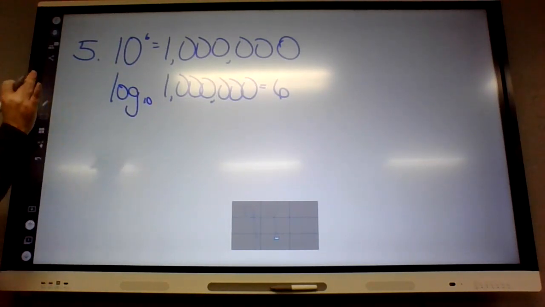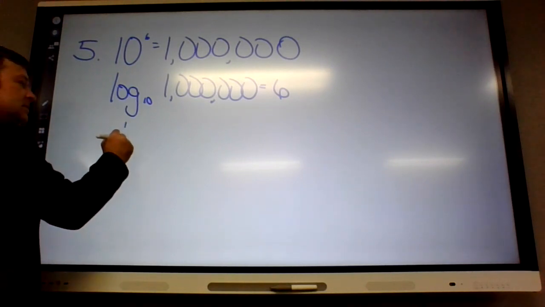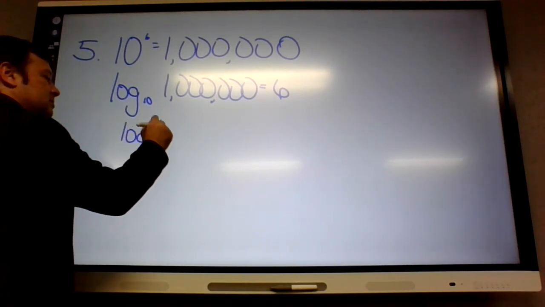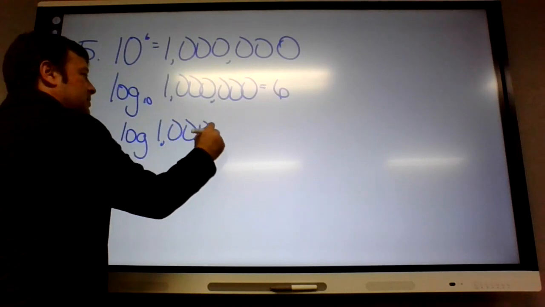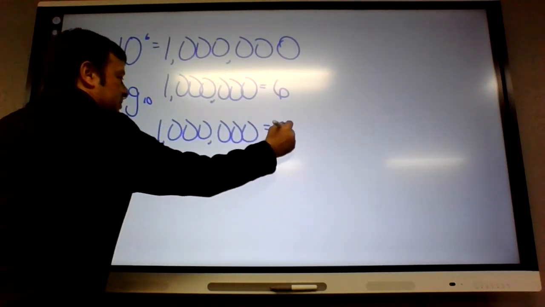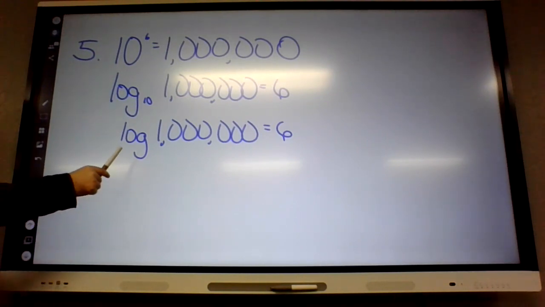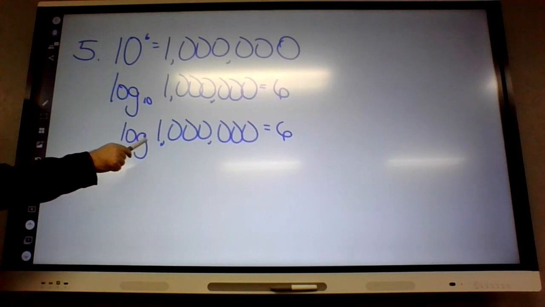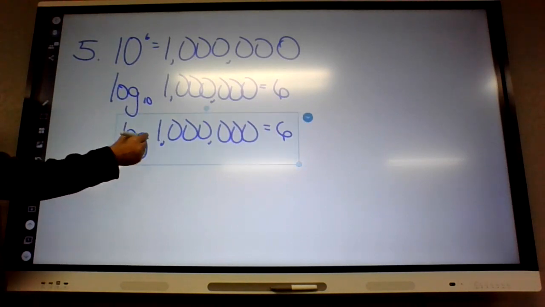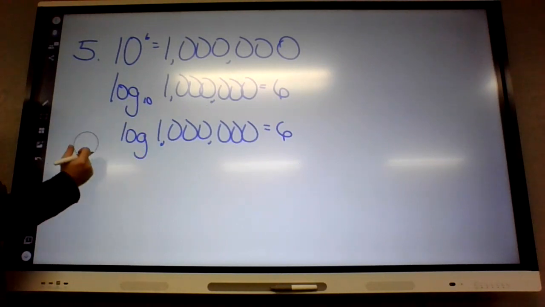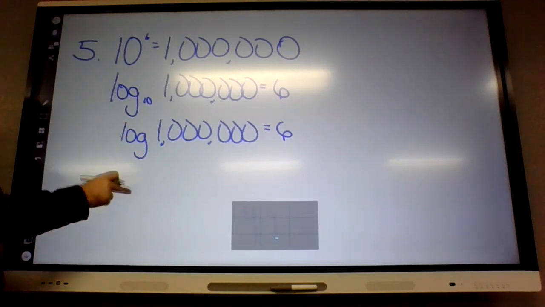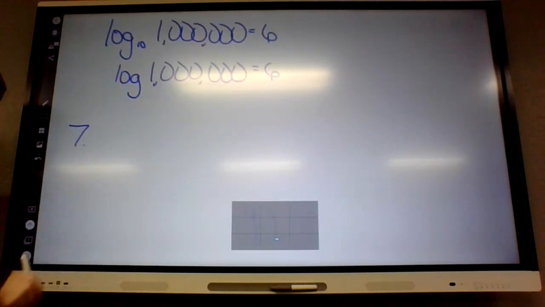I was gonna say, the book didn't write that though. You know what the book wrote? This. So why did the book just write that? Because the log of 10 is implied. Right. When it's just the common log and they don't put a number right there, the 10 is implied. So technically both of these are correct though. So you don't have to change it. Number 7.